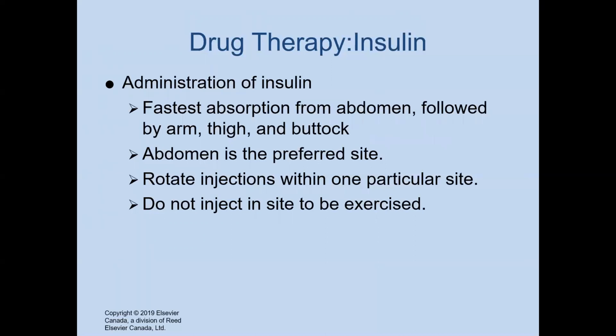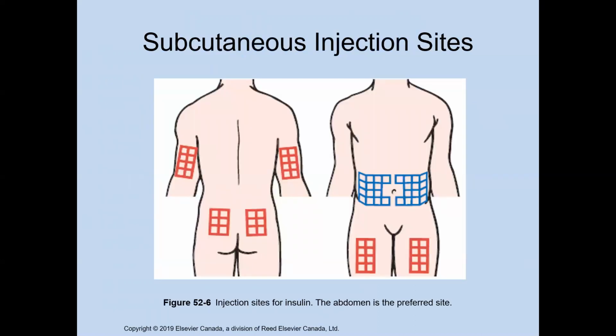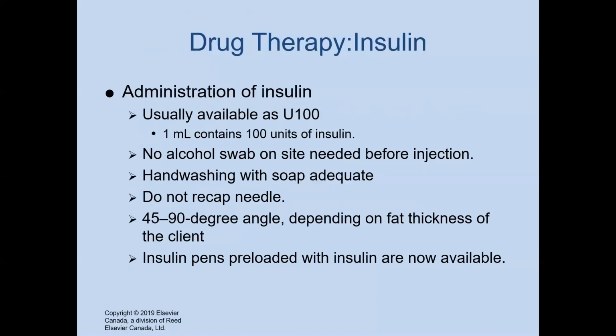We want to rotate our injections within even the site. So even within your abdomen, you're going to rotate the site of your injection. And if we're going to be exercising, we don't want to inject into that site, right? We don't, because you're going to have a rapid movement of that insulin into your bloodstream. And in your textbook, it's one of the tables, I think it's 52.5. It talks about subcutaneous insulin injections. So here are the sites, and we just talked about those.